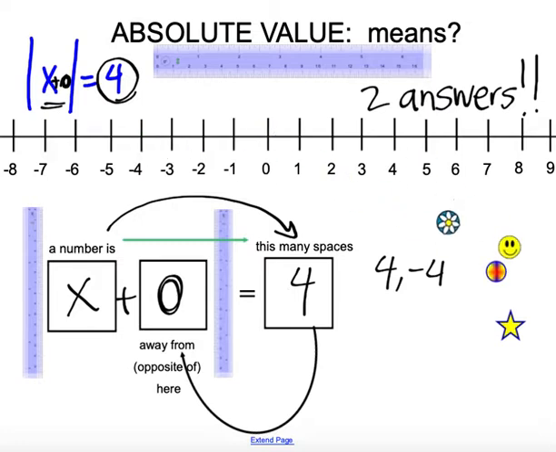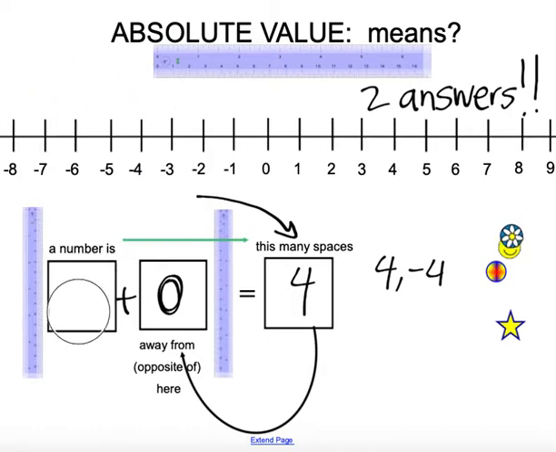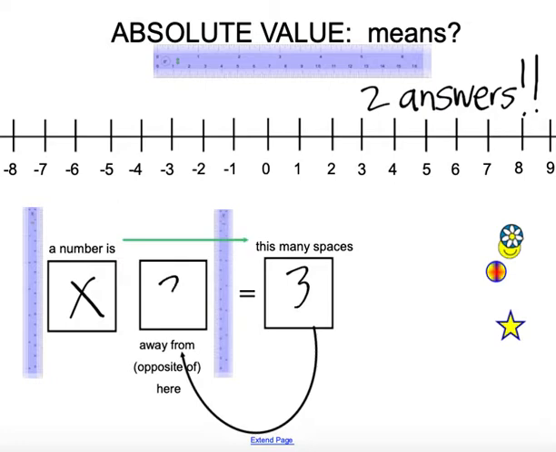Let's try something that doesn't start at 0, because that's kind of where we're going this year. We want a number that is 3 spaces away from 2. Now, be careful, because notice this says the opposite of. So whatever this number is, we're going to have to go the opposite of. So let's say at +2, which means we are going to actually start at -2. And we want to know what is 3 spaces away from -2.